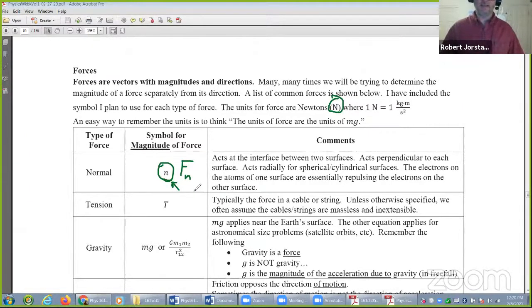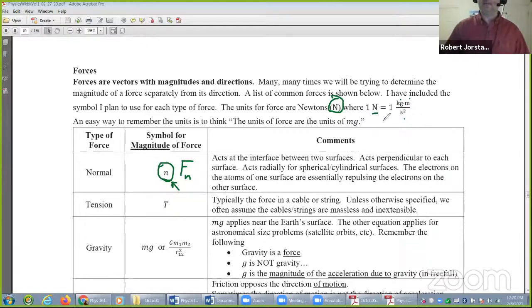That means if it's italicized, it's a variable, right? Or it's not a unit. Whereas this, not italics, that represents a unit. So a newton is a kilogram meter per second squared. That's the unit of force that we talked about in chapter one.